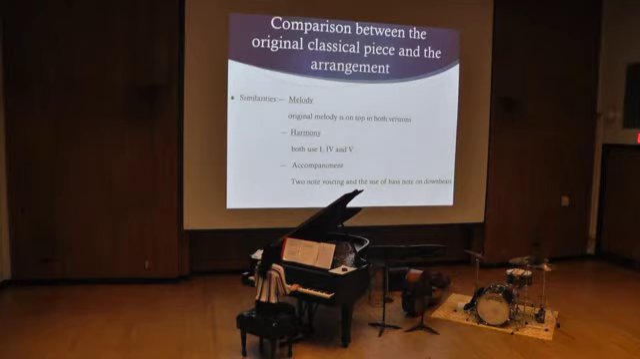So the comparison between the original piece and the arrangement is the melody. As you can see, both the melodies are on the top in both versions. And then in Cicero's arrangement, so they're both on the top voicing. And then the harmony, it's both using the 1, 4 and 5 chords, so it's the main chords.